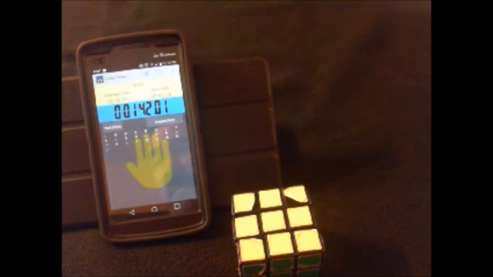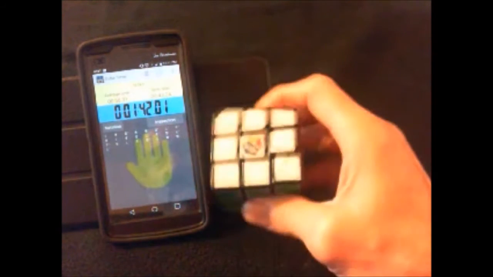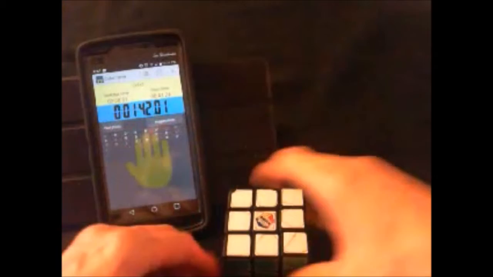That's actually my second best time with this cube. Keep in mind this is a Rubik's Brain cube, and it's about 6, almost 7 years old. So it's had a lot of wear and tear on it, as you can tell by the stickers. So if you get a good cube, your time could be faster.